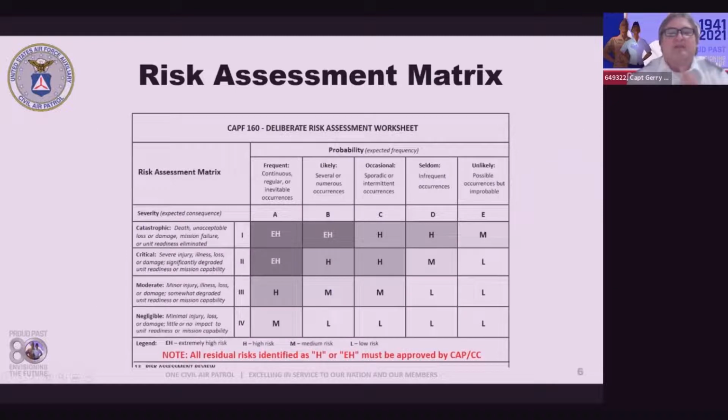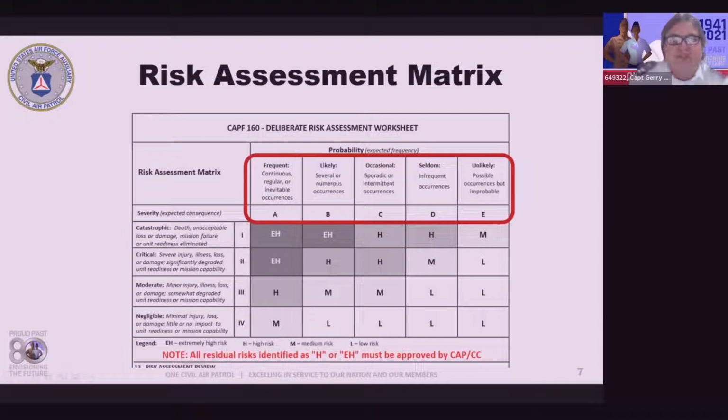So before we start filling out the next section, we need to take a look on page 3 of the form where we find the following chart. We need to use this for every entry that we make. The matrix goes from extremely high to low risk, depending on the frequency and the severity of the potential event.